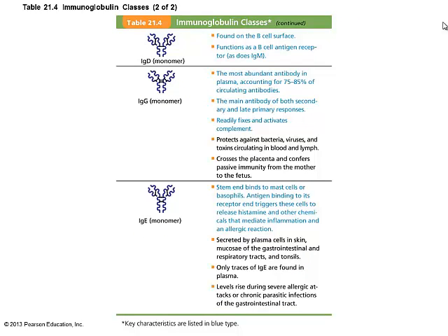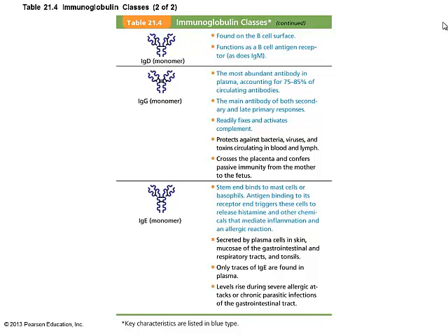You want to know if they're a pentamer, a dimer, or a monomer. And then where are you going to find it? When would you see it? In which secretions, in which instances? And again, it's all here in this diagram for you.